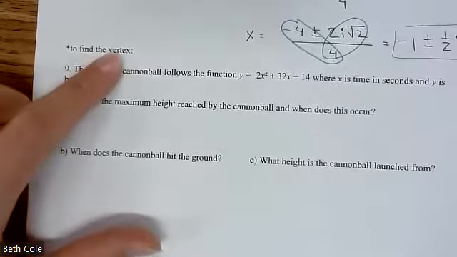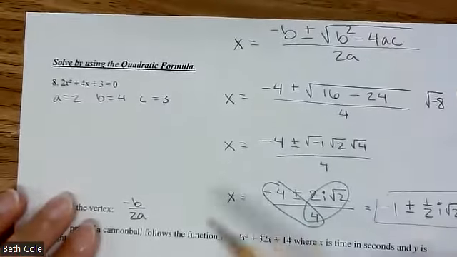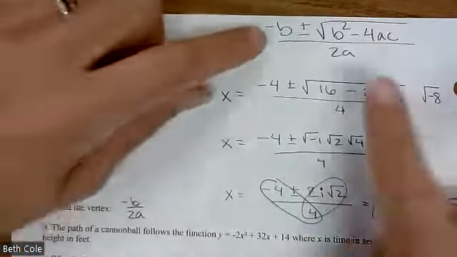To find the vertex, because what you get asked a lot about is the vertex, it is negative b over 2a. So I'm not going to make you memorize the whole big formula, but you do need to know that one. And look at where it comes from, guys.